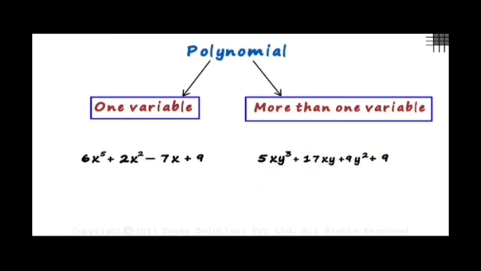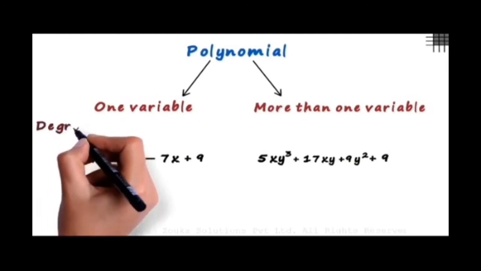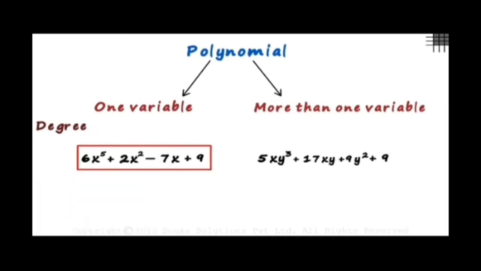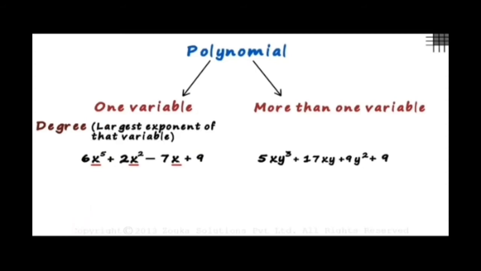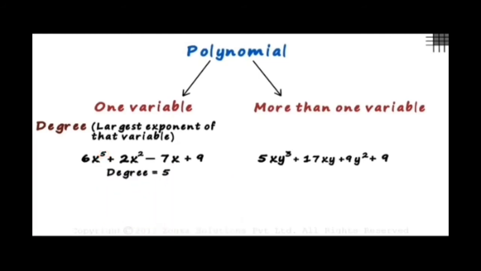Now let's learn about the degree of a polynomial. In the first category, where we have only one variable, the degree is the largest power of that variable. Here 5 is the largest power, therefore the degree of this polynomial is 5.